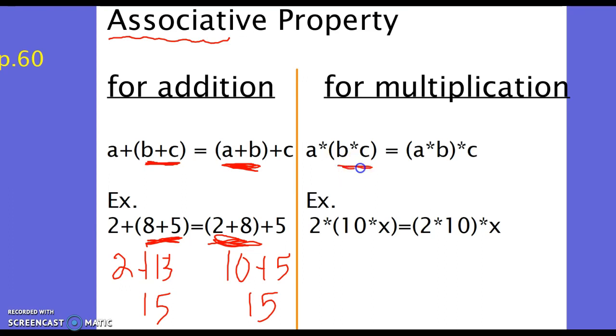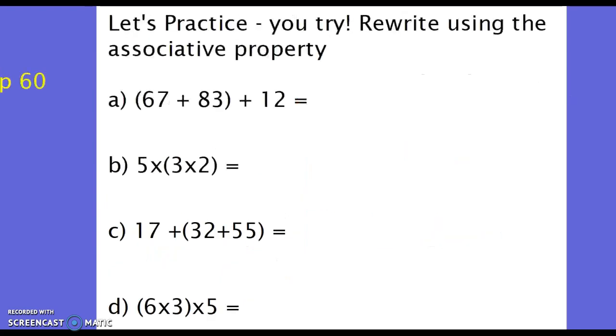A times B times C, do this first, is the same thing as doing A times B first and then multiplying by C. So notice in this problem, I would multiply 10 times X first, then times that answer by 2. It's the same thing as taking 2 times 10 and timesing that answer by X. So the order is not changing, but what the parentheses are around is changing. The groups are changing. So practice some examples on page 60.